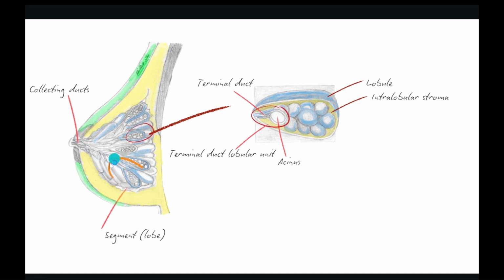Each segment is a loop, and each loop consists of small lobules, and they are 20 to 40 per segment. If we take one lobule from here, we can see now that each lobule consists of multiple alveoli or acini. We call it acini once it is filled with milk, and we call it alveoli once it is not filled with milk.